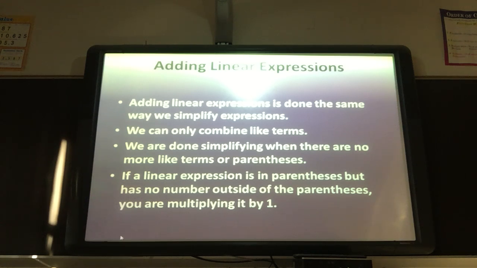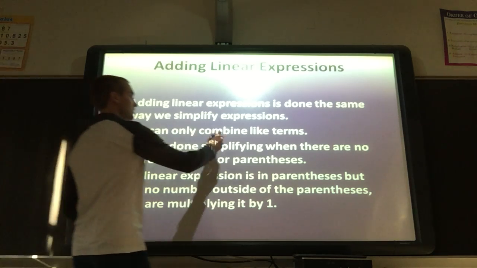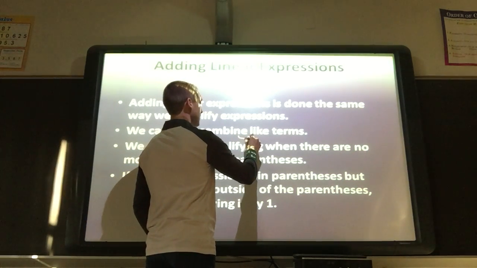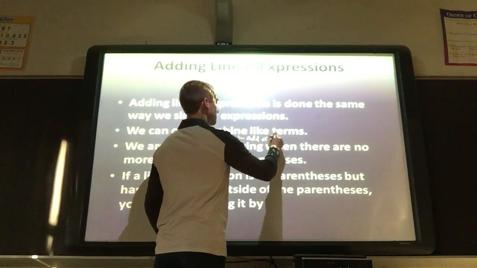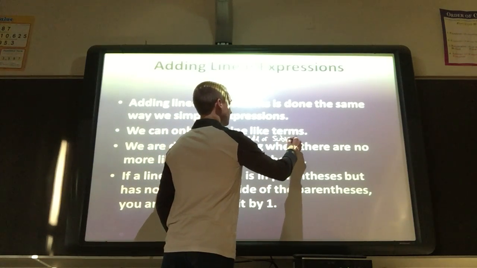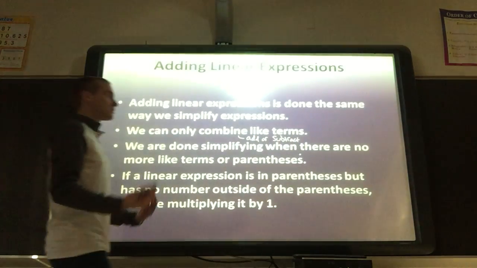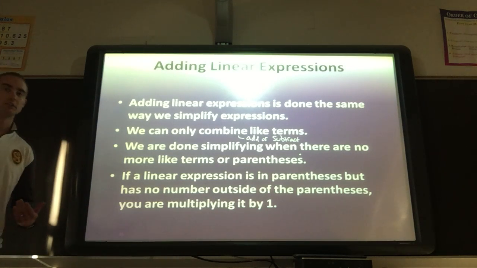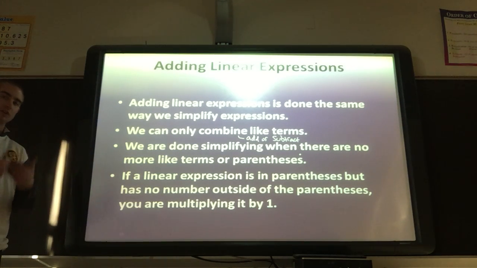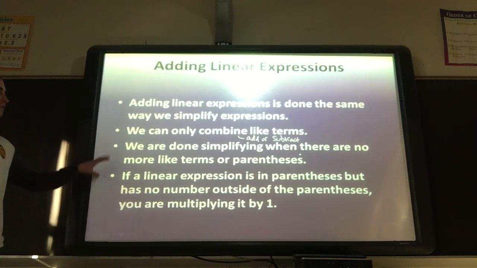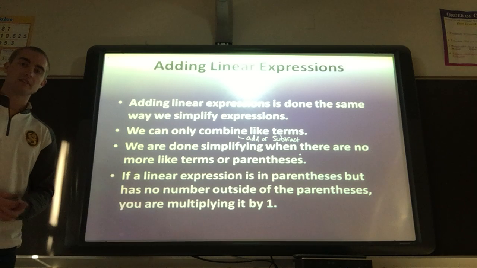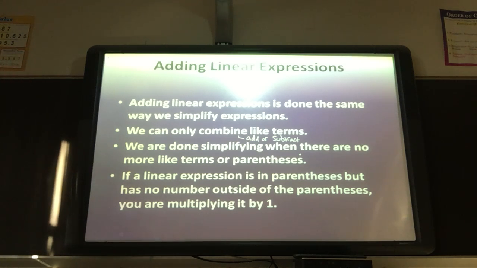So when we add linear expressions, we do it the same way that we simplified expressions. So we can only combine, and whenever I say combine, I mean add or subtract. So we can only add or subtract like terms. Remember, like terms are terms that have the same variables to the same exponent. Okay, we're done simplifying when there are no more like terms or no more parentheses left in our expression.